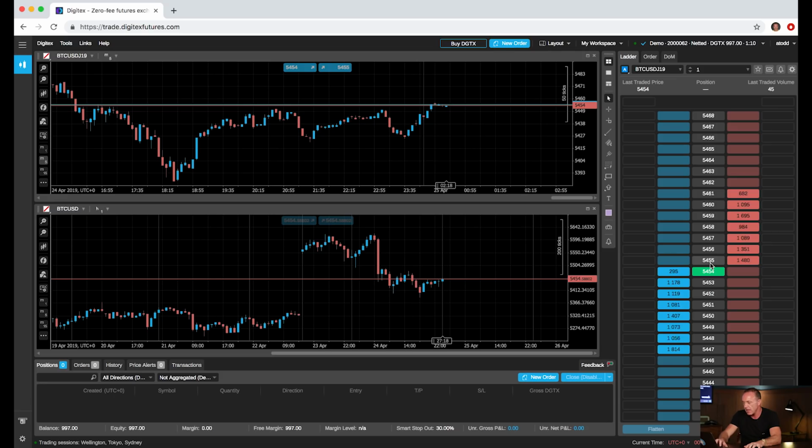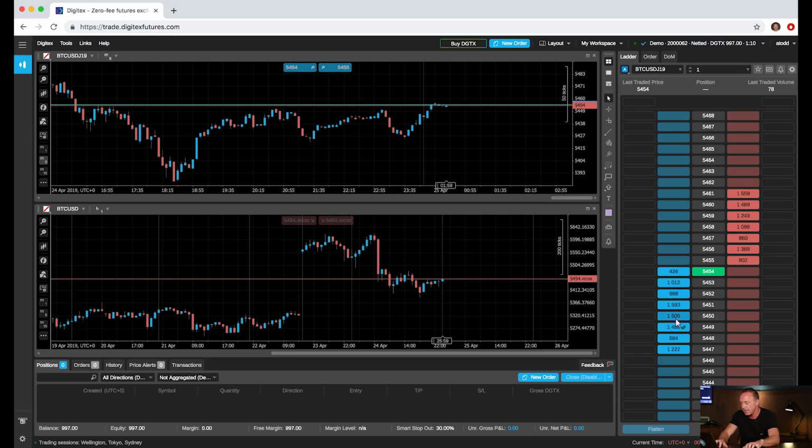So to place a trade, here I've got one lot selected. Here I've got an account as if I was one of the first 5,000 people getting the 1,000 free Digitex tokens. So my account at the top there, you can see I've got 997 Digitex tokens. So I've got one lot selected.